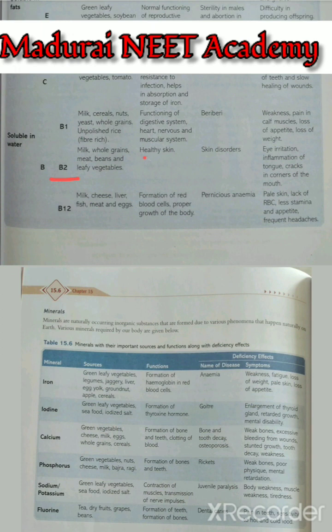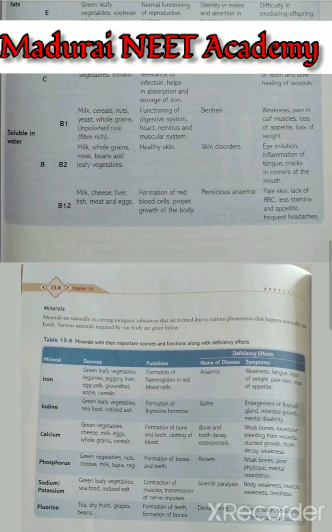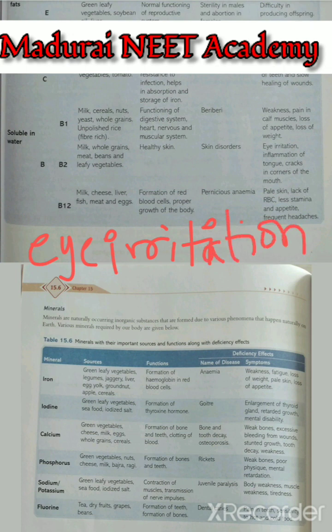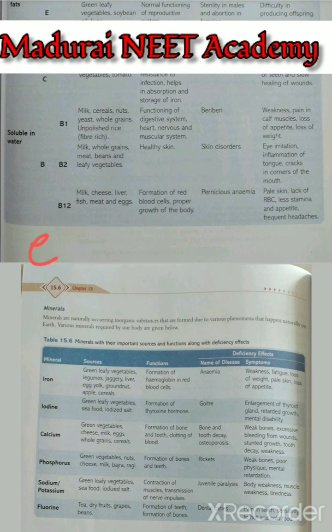B2 is essential for healthy skin, and thereby its deficiency leads to skin disorders. The symptoms include eye irritation, inflammation of the tongue and also cracks in the corners of your mouth. Many people have cracks in the mouth. That is due to vitamin B2 deficiency.